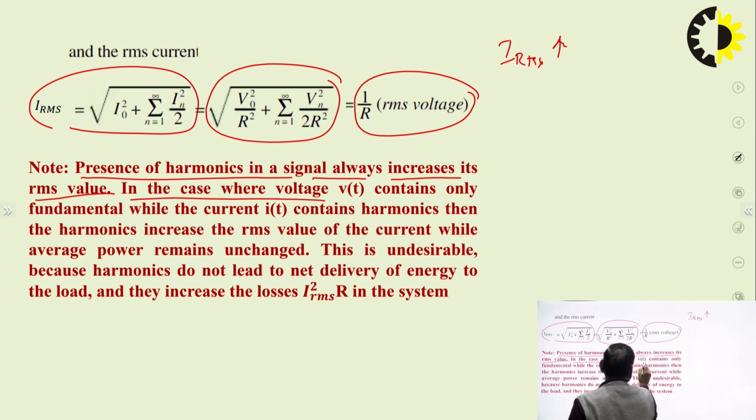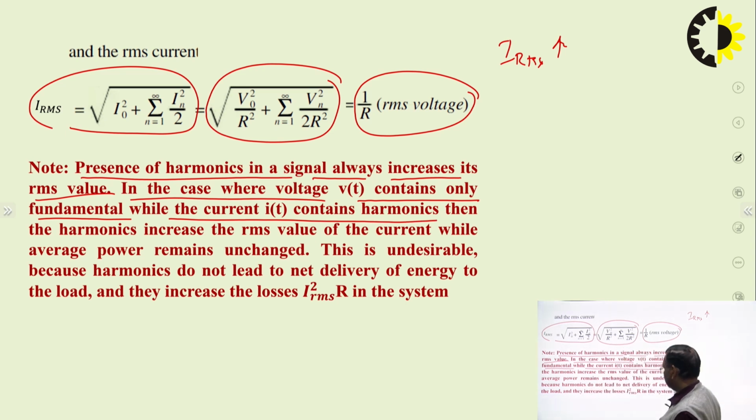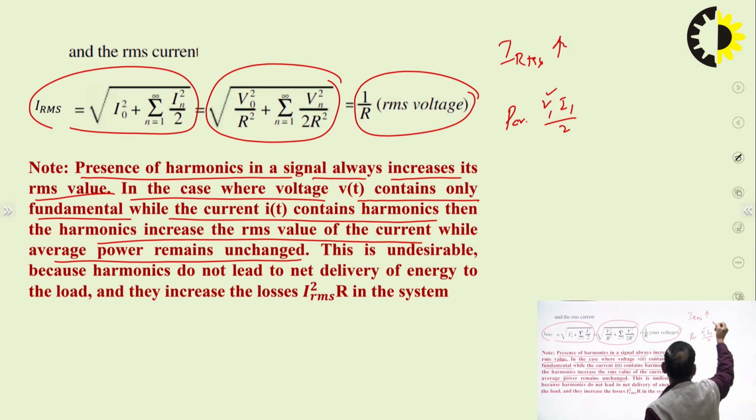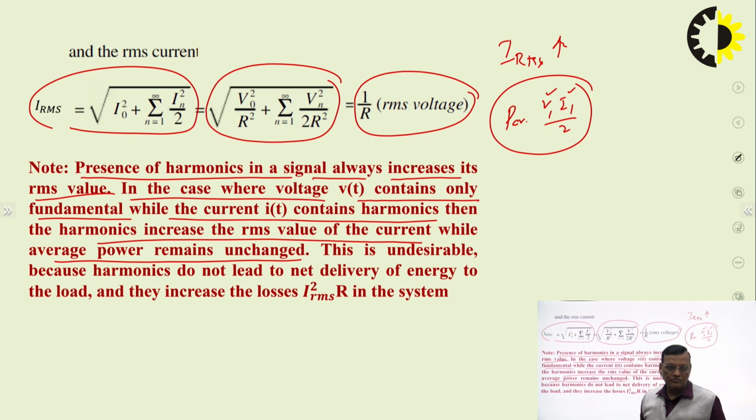In the case where the voltage contains only the fundamental while the current contains harmonics, the harmonics increase the RMS value of the current while the average power remains unchanged. So the average power is P average equal to V1 I1 upon 2, where this is the fundamental voltage and this is the fundamental current. If the fundamental voltage and current both are present, then we can get power to the load.